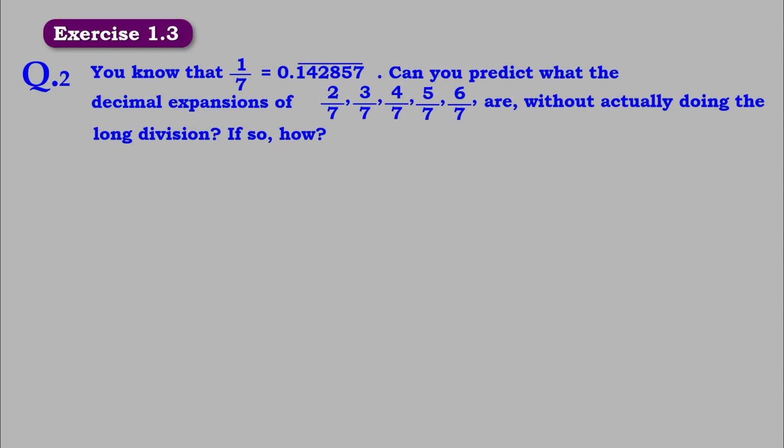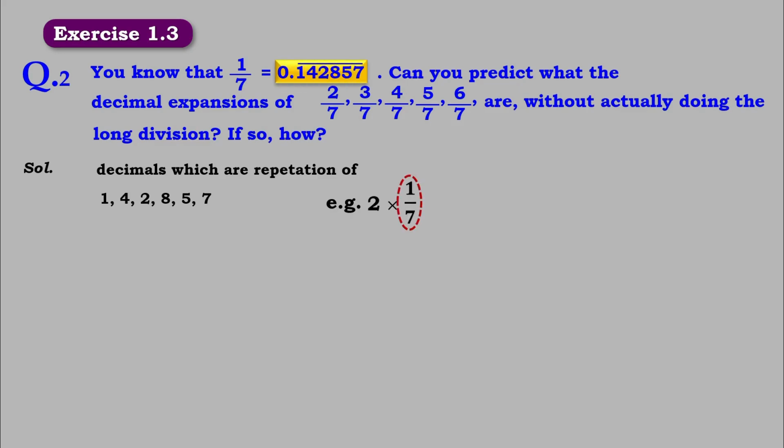So now, can you predict what the decimal expansions of 2 by 7, 3 by 7, 4 by 7, 5 by 7, 6 by 7 are, without actually doing the long division? If so, then how? So now let us take a look at how we are going to solve this. The decimal features repetition here: 142857.